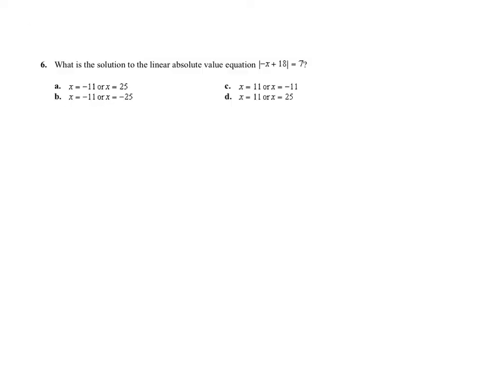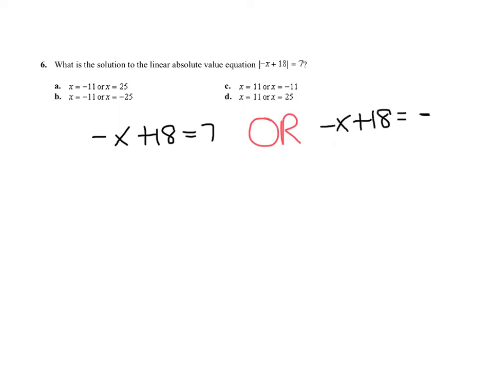Number 6. What is the solution to the linear absolute value equation? A lot of you guys are still having a hard time on how to solve an absolute value equation. What you need to do is you first take that equation and you set it to two different answers. The first answer is positive and the second answer is negative. So negative x plus 18 equals 7, or negative x plus 18 equals a negative 7.